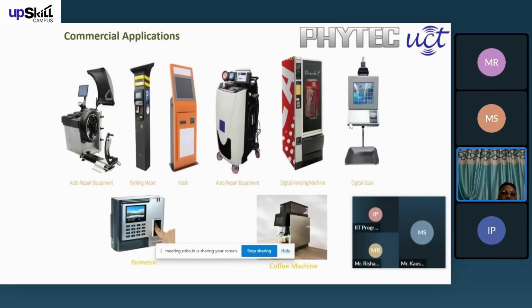In commercial applications, we have auto repair equipment, parking meters, biometric, coffee machine, digital vending machines, digital scales, and kiosks. So I can say that our industry is working in all parts of your life, whether it is a kitchen or a rocket launched by ISRO or NASA. So these are the applications: wherever electronics is there, we are there.